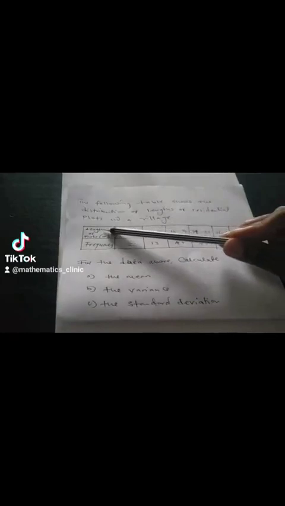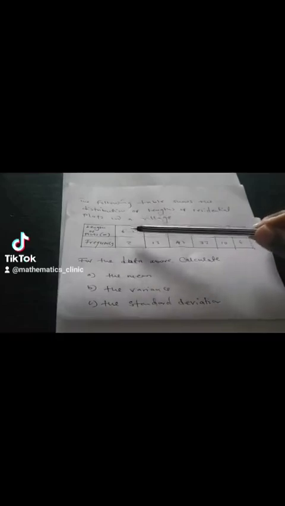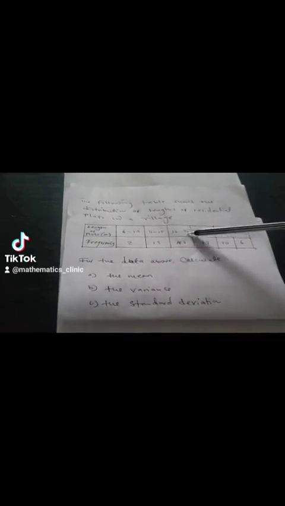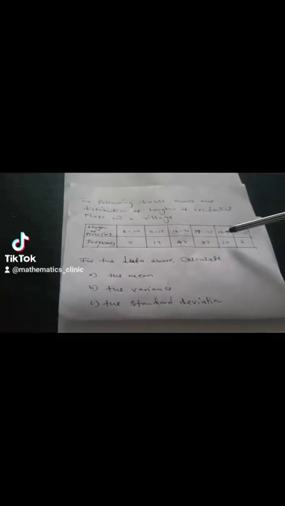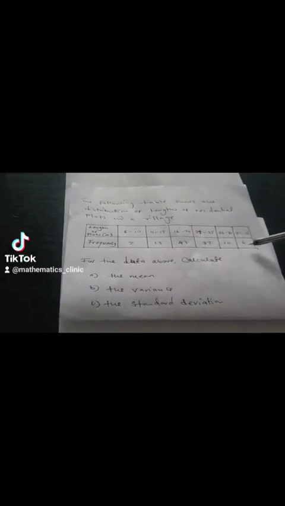The table has the length of plots and the frequency. The lengths are 6 meters to 10 meters, 11 meters to 15 meters, 16 meters to 20 meters, 21 meters to 25 meters, 26 meters to 30 meters, and 31 meters to 35 meters. Then we have the frequency, which is 2, 13, 47, 33, 10, and 6.